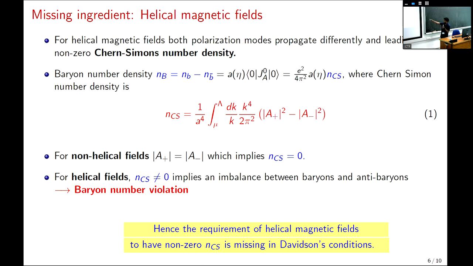Now, this baryon to photon number density is related to the Chern-Simons number density by this relation 1. One can see that A plus and A minus correspond to the U(1) gauge field with right circular and left circular polarization. If both modes are propagating differently, then we have a non-zero N_CS, the Chern-Simons number density, and hence that will create an imbalance between baryon and antibaryon. In this way, we can achieve this baryon number violation. So this is the missing ingredient in our model.